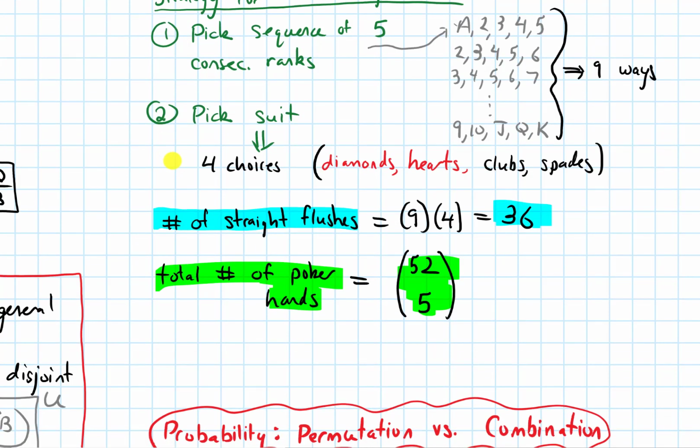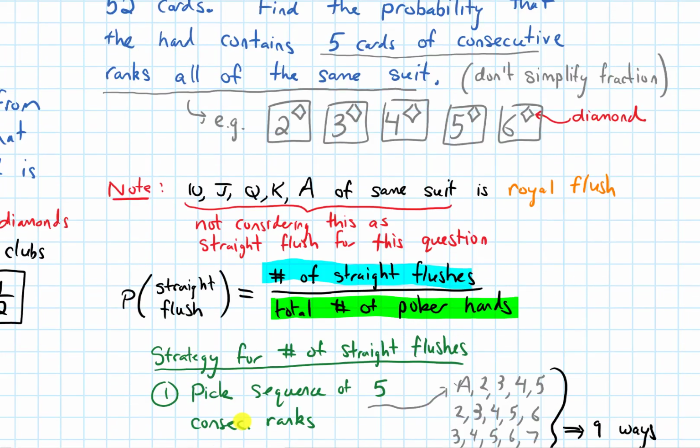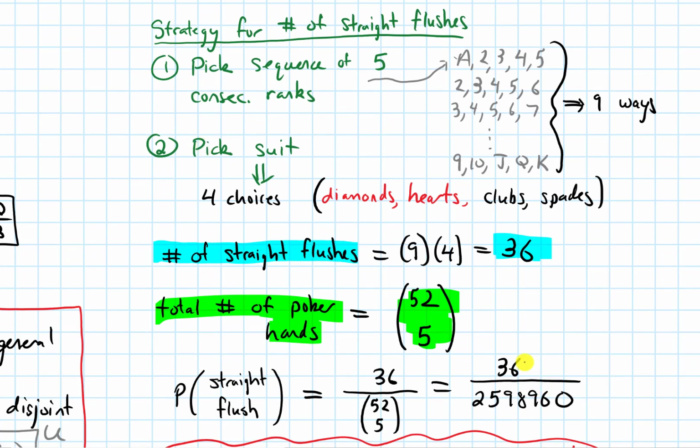So total number of poker hands is 52, choose 5. So we are ready to set up our probability fraction. Probability of getting a straight flush is equal to the number of straight flushes on the top, which is 36, and the total number of poker hands on the bottom, which is 52, choose 5. And using a calculator to evaluate 52, choose 5, we end up with 2598960. And at the start, the problem did say at the end, don't simplify your fraction. So it's just fine if I leave our answer like this.